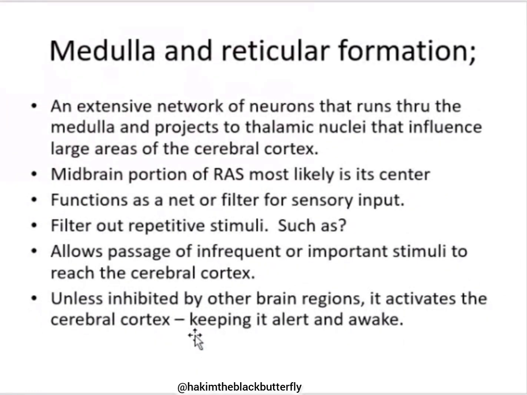The reticular formation runs through the entire brain stem. That is why we are going to see it in each part of the brain stem. It is a network of neurons which runs through the brain stem from the level of the medulla oblongata to the thalamus. And this reticular formation connects to all parts of the cerebral cortex. We saw it.